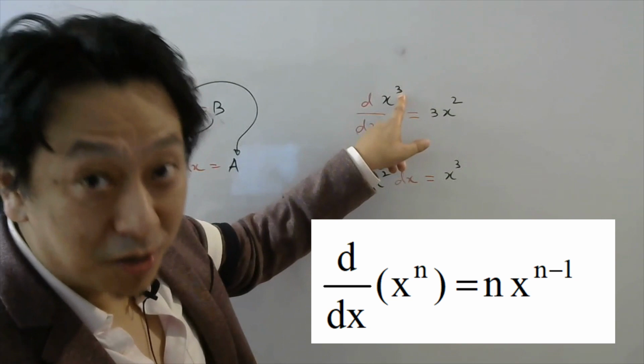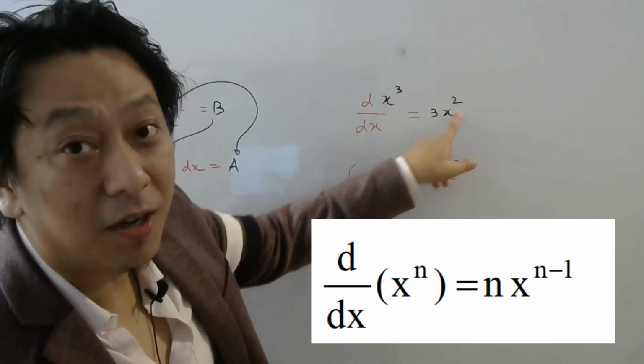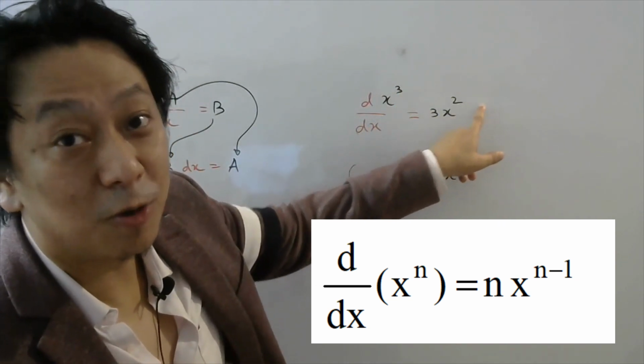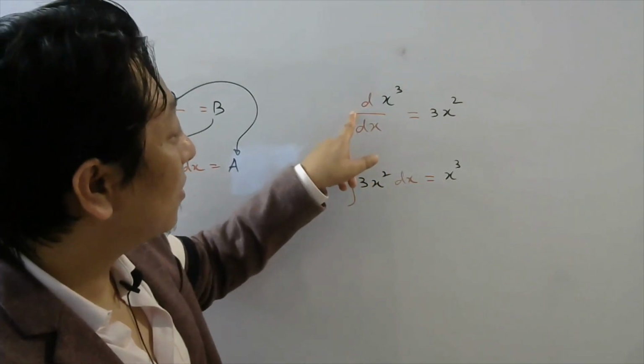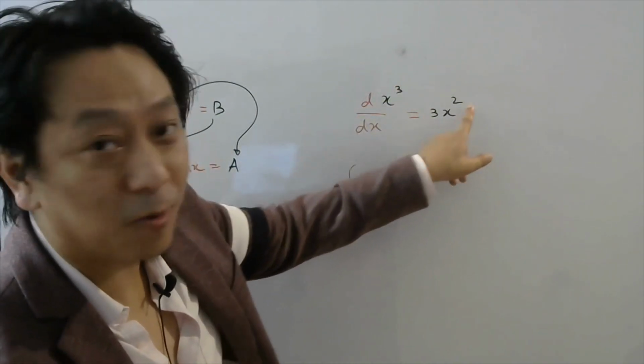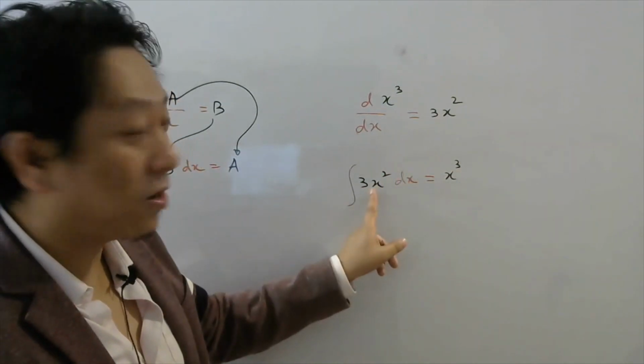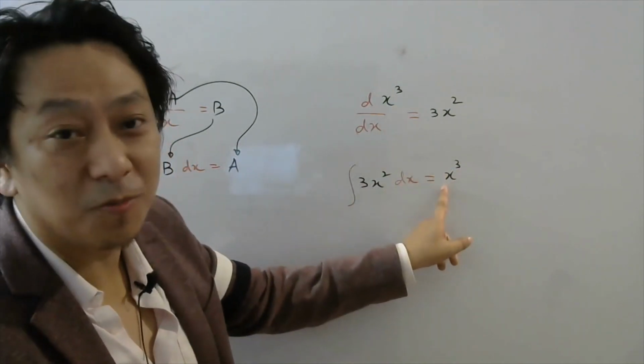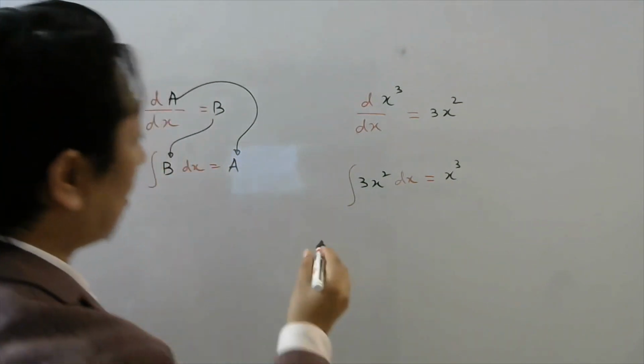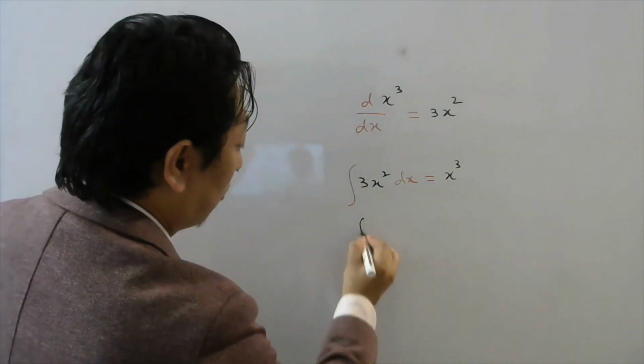So here n is 3, so 3x power 3 minus 1. 3 minus 1 would be 2. So what is differentiation of x cube? 3x square. Apply this logic. So integration of 3x square will give you how much? X cube, isn't it?